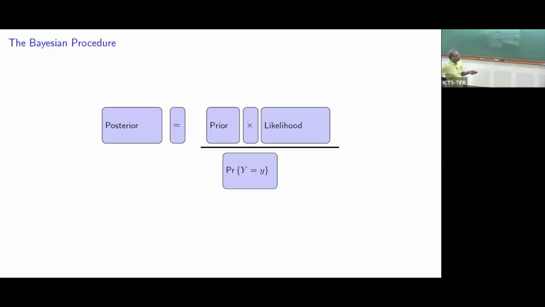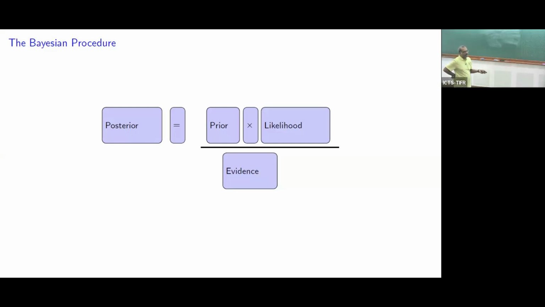This is called the likelihood function. This actually comes from whatever model you are using to explain the data as a function of your underlying parameters. Okay? So that's what you have there. And this quantity, the probability of y equal to y, is called the evidence in Bayesian terminology. So this is the update step.